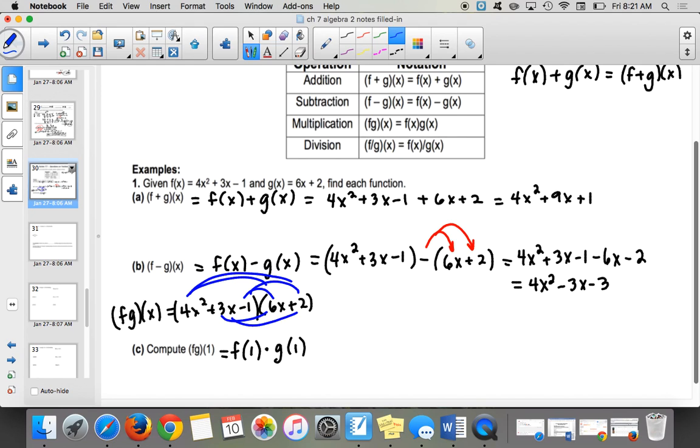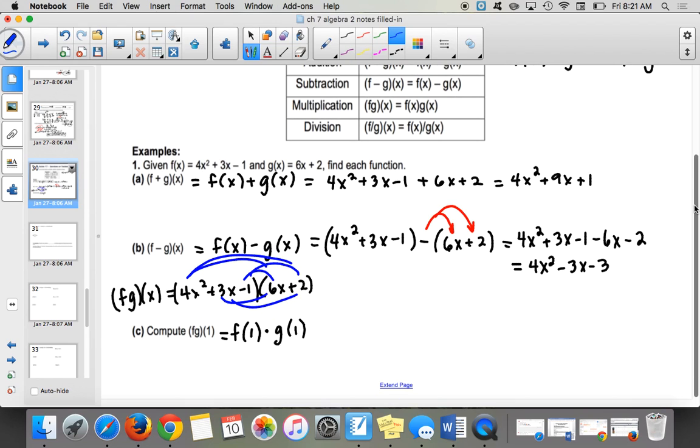No. What we would rather do is find f of 1, right? Get that answer. Find g of 1, get that answer, multiply them together. Much easier, right? So that's the way we're going to do it. So go ahead and find f of 1. So off to the side if you want to say, okay, f of 1 is going to be 4 times 1 squared plus 3 times 1. What do I get when I do this?